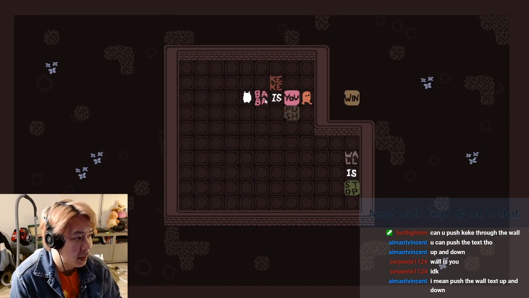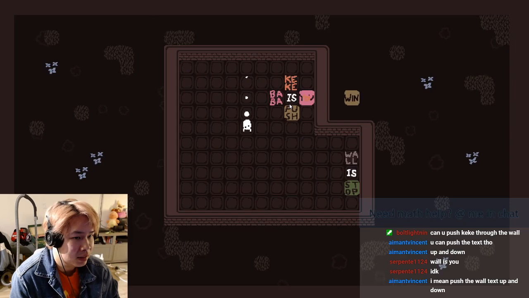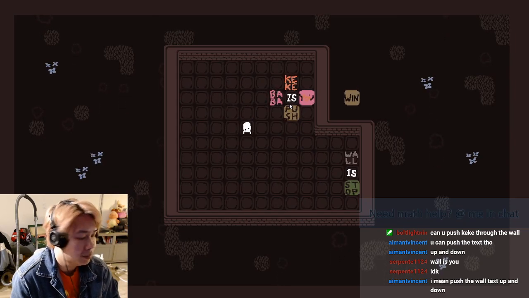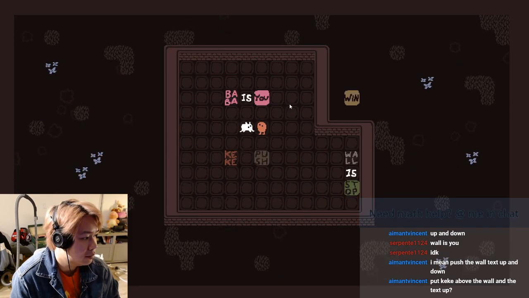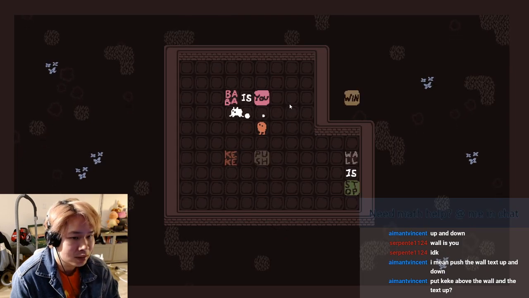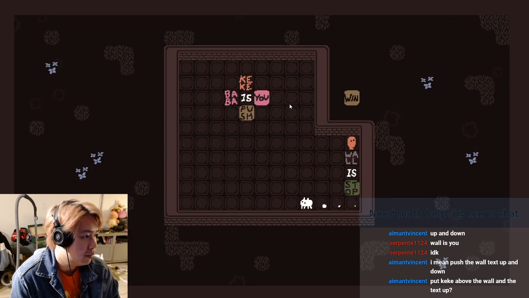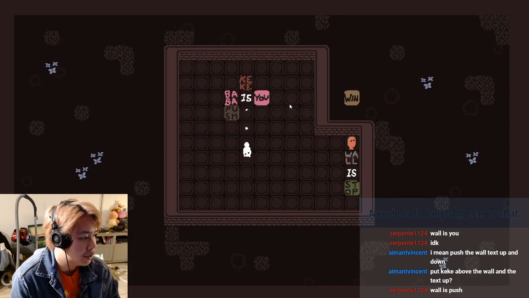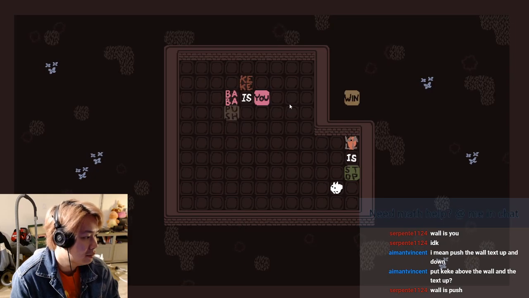But while Kiki's not pushed, then I can overlap Kiki with words. And then if I make Kiki pushable again, well, I don't even know what this accomplishes. Put Kiki above the wall, and then push the text up. So Kiki goes here, and then I make sure that Kiki's not pushable, and then I overlap here. Now what? Wall is push.